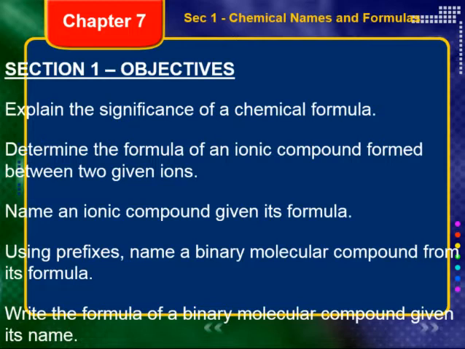Then using prefixes, which is a different naming system, name a binary, meaning there are two things bonding, molecular compound, and again here molecular referring to covalently bonded atoms. Name a binary molecular compound from its formula, and then write a formula of a binary molecular compound given its name. Again, going both ways, from the formula to the name and from the name to the formula.